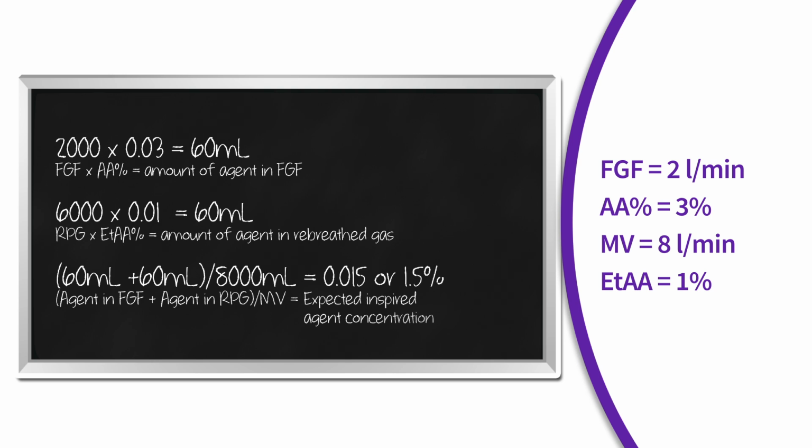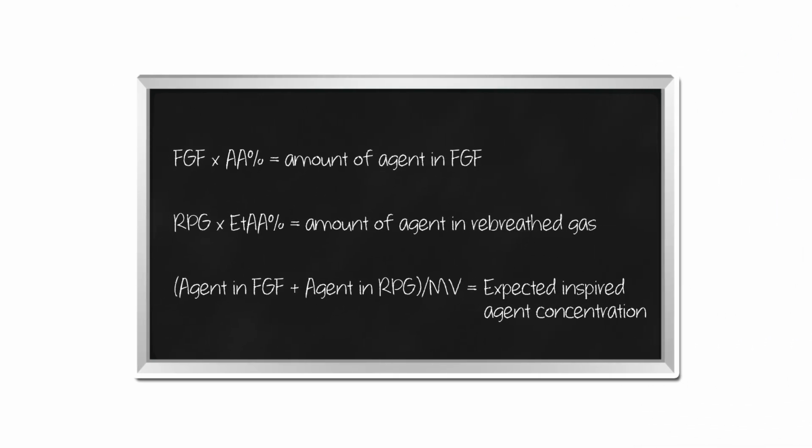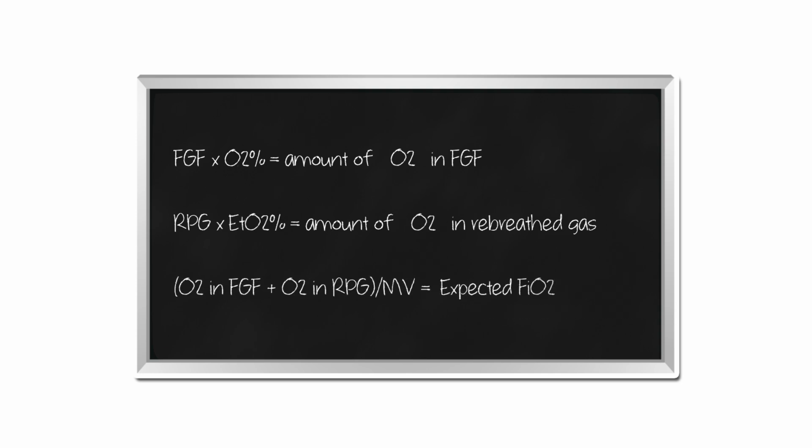You add them together to get 120 milliliters of agent in 8,000 milliliters minute ventilation, which equals 0.015 or 1.5% expected inspired agent concentration. This equation can also be used when trying to determine FiO2. Substitute the set agent concentration with the set oxygen percentage and the expired concentration of agent with the end tidal oxygen percentage. No time for math?